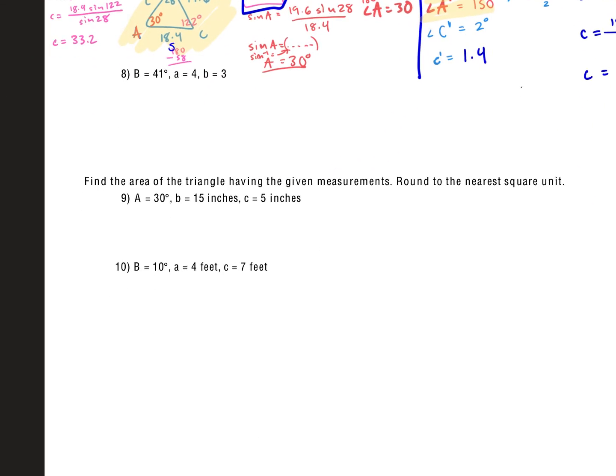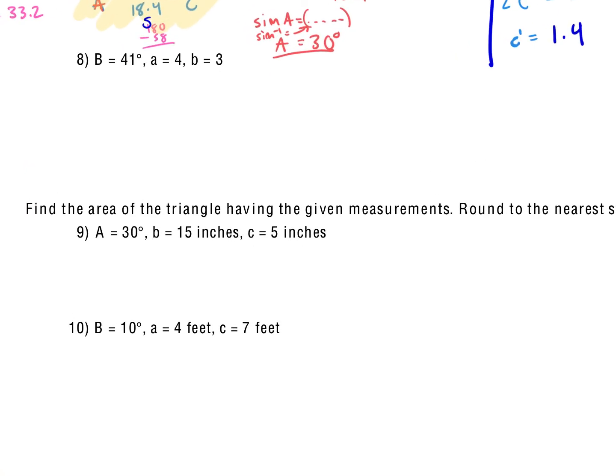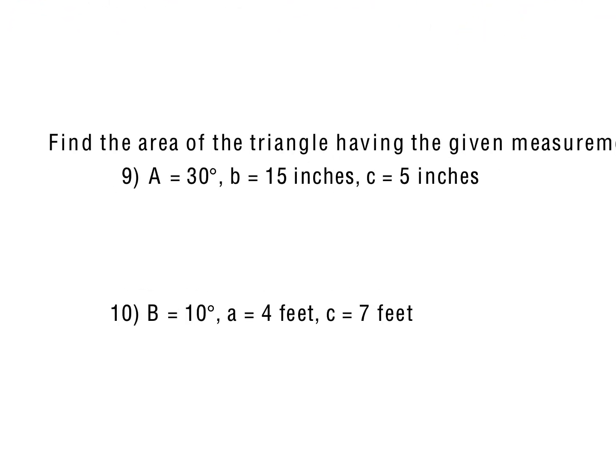All right, do you want to do 9 or 10? Find the area of the triangle having the given measurements, round to the nearest square unit. So here, since it gives us angle A, side B, and side C, which area formula are we going to use? Awesome. Half times BC times sine of A. And that's equal to our area.